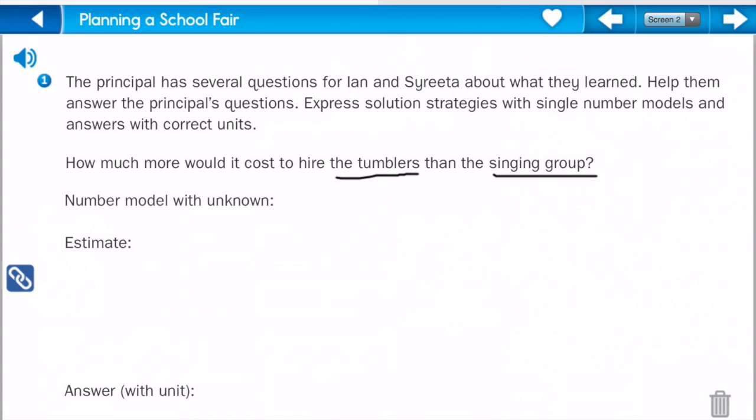Let's do our number model with the unknown. It's going to cost more to have the tumblers. So let's fill in the information that we know here. For the tumblers, there's 8 performers, and they're going to provide 3 hours of entertainment. So I'm going to multiply 8 times 3. And then it's going to cost the performers $22 an hour, so then we're going to multiply that times 22. Okay? And they want to know how much more the tumblers cost, so I know that it's going to be a subtraction problem.